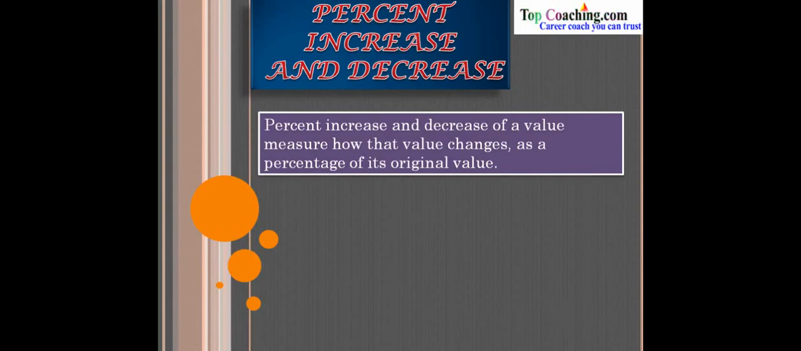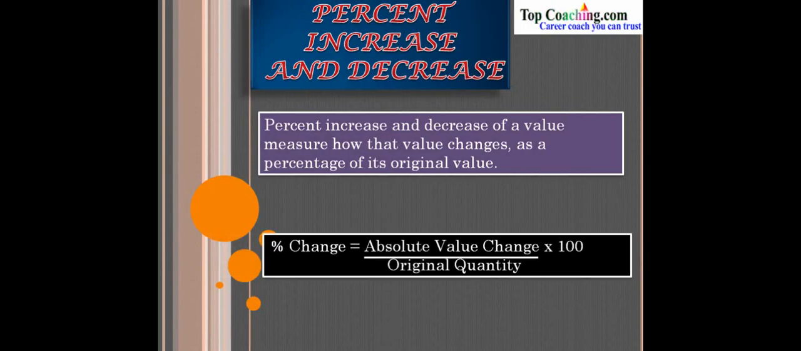The important thing is that it is always expressed in terms of its original value or the original quantity. Percentage change would be equal to the absolute value change divided by the original quantity into 100. We are multiplying it by 100 because we are trying to find the percentage change.